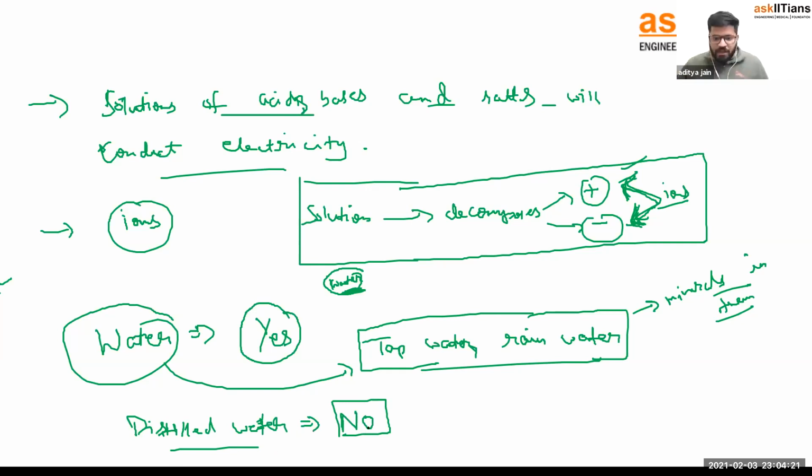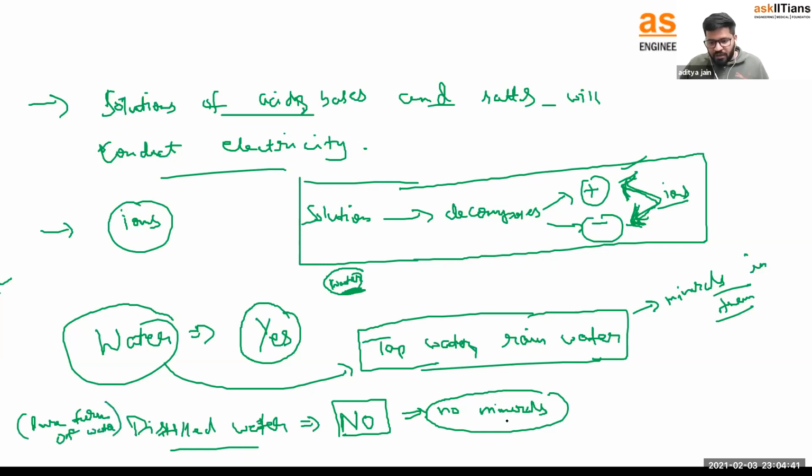If I talk about distilled water, it has no minerals in it. It is free from minerals. Pure water. Distilled water is a pure form of water. Okay, so if it is a pure form of water, it contains no minerals. If there are no minerals, there are no ions present to get decomposed. So there is no conduction of electricity through distilled water. So the thing is clear.